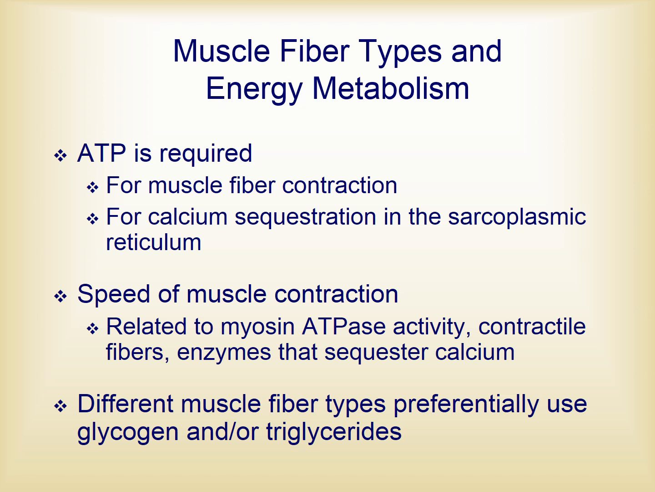We'll briefly now just talk about the different muscle fiber types and the energy metabolism that occurs in those muscle fiber types. ATP is required for muscle fiber contraction. It's also required for calcium sequestration in the sarcoplasmic reticulum. The speed of muscle contraction is related to the myosin ATPase activity, as well as contractile fibers and the enzymes that sequester calcium. Different muscle fiber types preferentially use glycogen and/or triglycerides.